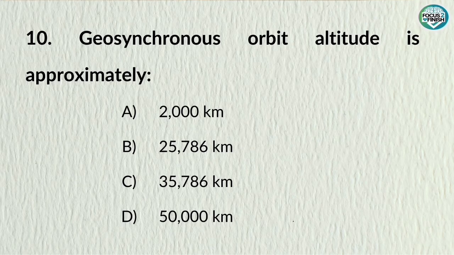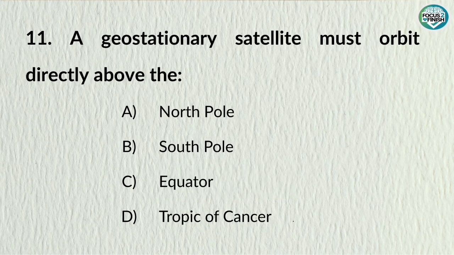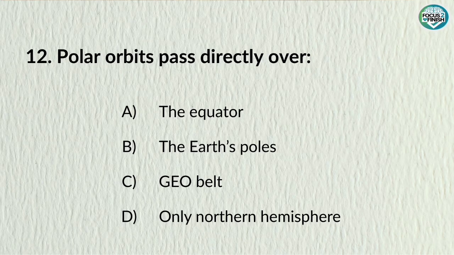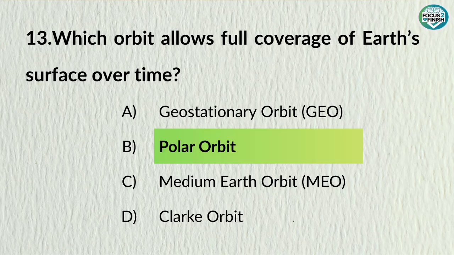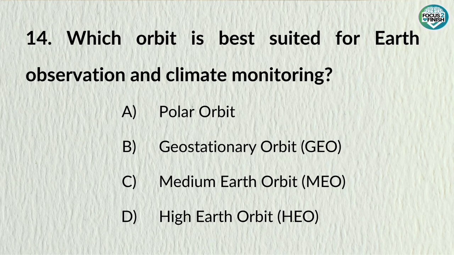10. Geosynchronous orbit altitude is approximately. Answer: 35,786 kilometers. 11. A geostationary satellite must orbit directly above the. Answer: Equator. 12. Polar orbits pass directly over. Answer: the Earth's poles. 13. Which orbit allows full coverage of Earth's surface over time? Answer: Polar orbit. 14. Which orbit is best suited for Earth observation and climate monitoring?